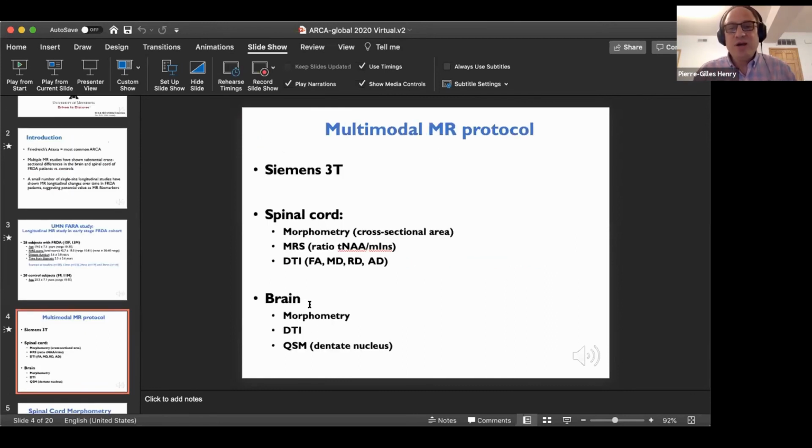We had a multimodal MR protocol with a Siemens 3T Prisma, and in the spinal cord, we acquired T1 and T2 for morphometry, MRS for spectroscopy, and DTI, and in the brain, also T1 and T2, DTI, and QSM focused on the dentate nucleus. And mostly in this talk, I'm going to show you results in the spinal cord, which is technically more challenging, but with recent progress in MR scanner technology, it is feasible to acquire even spectroscopy and DTI data in the spinal cord.